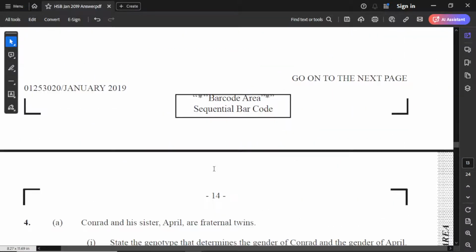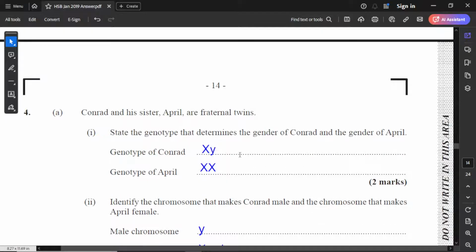We're going on to the next question, and there's a big gap there, but nothing is missing. So question number 4 is Conrad and his sister April are fraternal twins, which means that they don't look alike, really. They may look similar in some ways, but they're not identical. A point to note with identical twins and fraternal twins: fraternal twins can be the same sex or different.